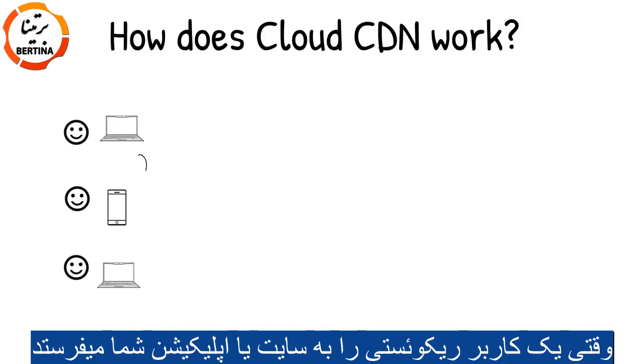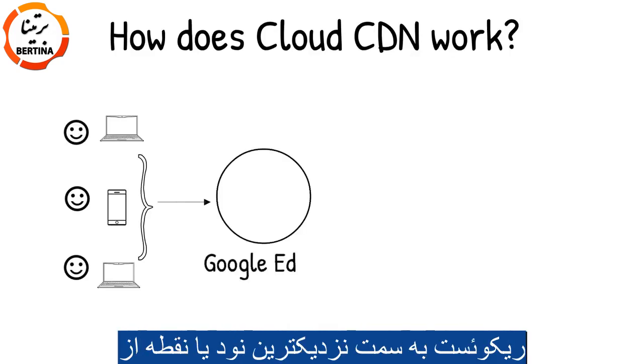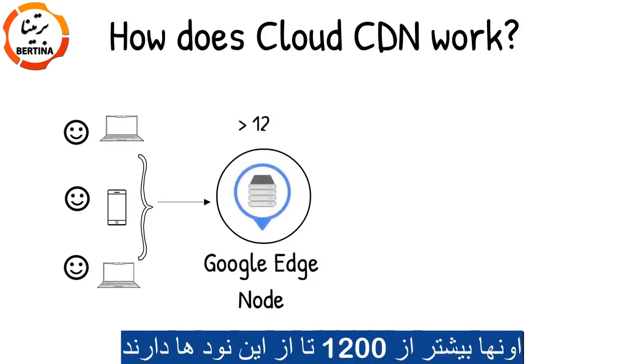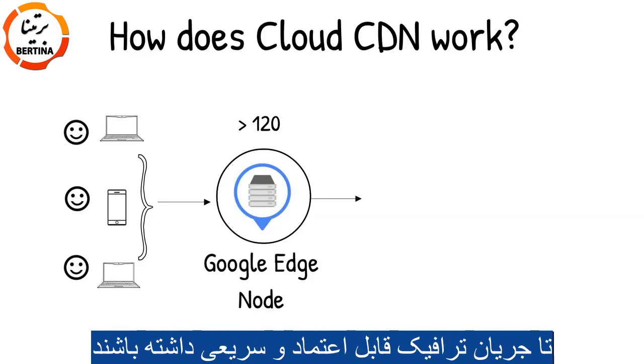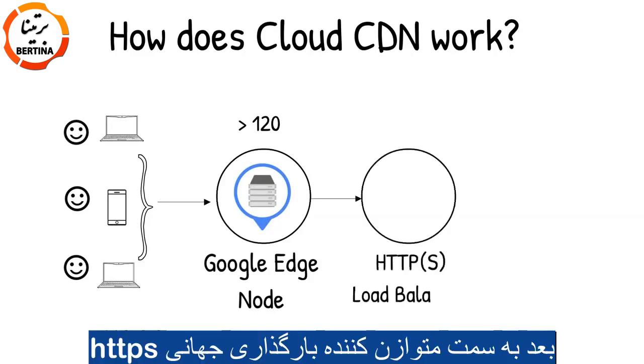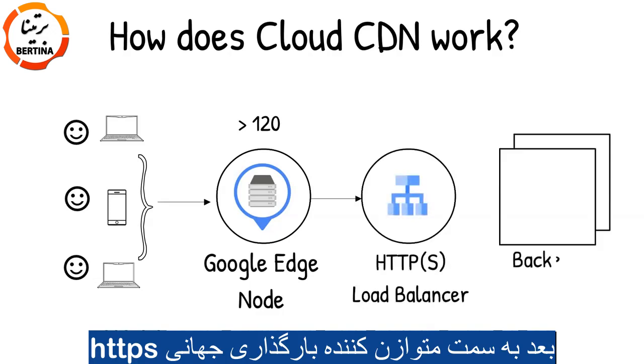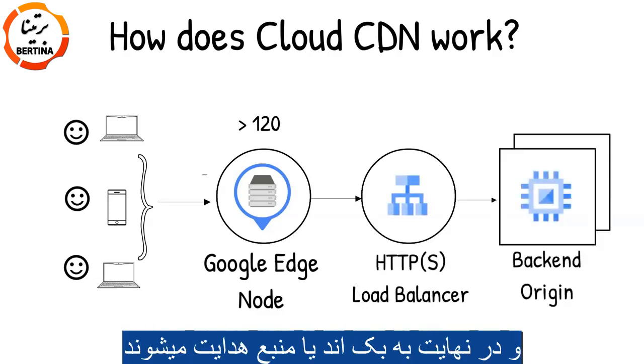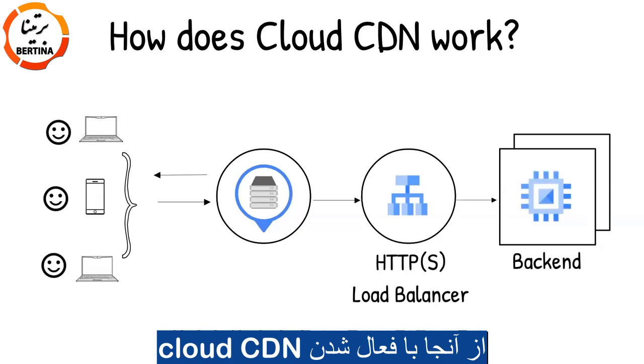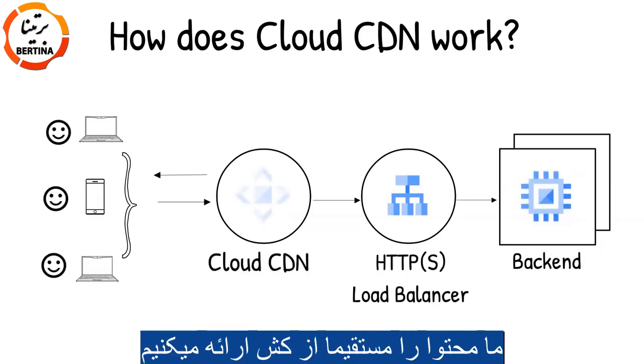When a user makes a request to your website or app, the request is routed to the closest Google Edge node. We have over 120 of these for fast and reliable traffic flow. Then to the global HTTPS load balancer to the backend or the origin. From there, with Cloud CDN enabled, we'll serve the content directly from cache.